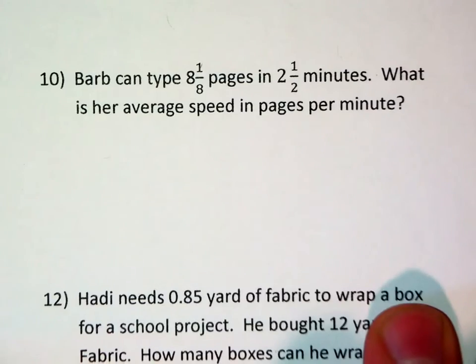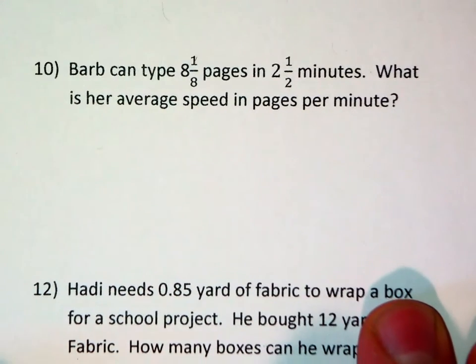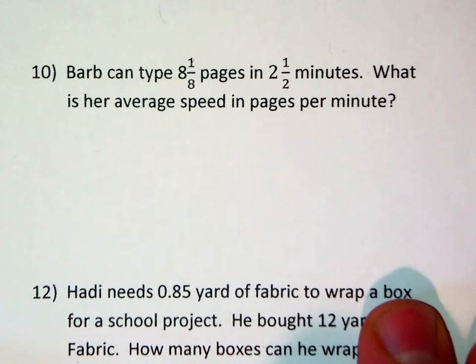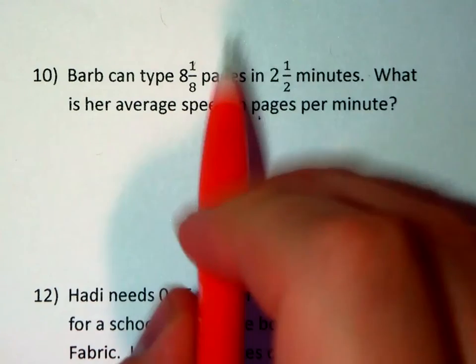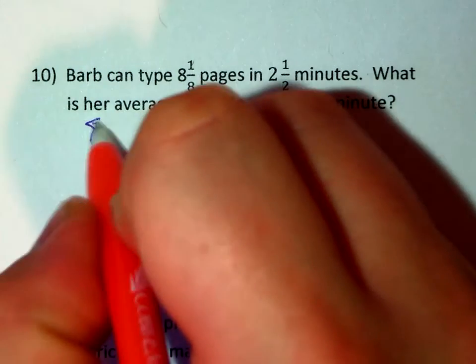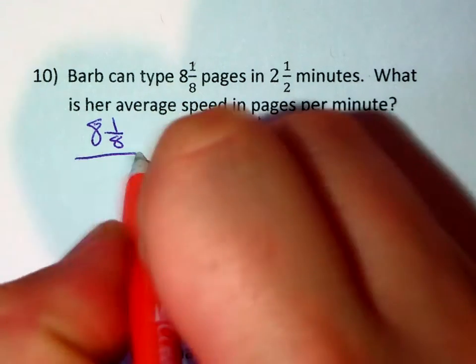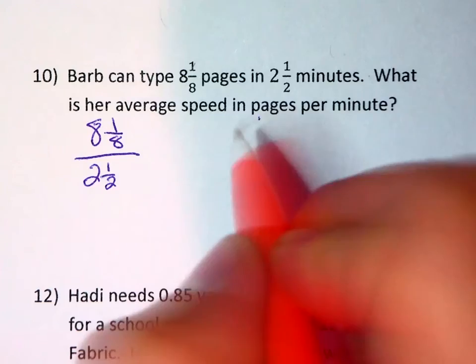Now I also want to look at problem number 10. Barb can type 8 1/8 pages in 2.5 minutes. What is her average speed in pages per minute? So pages is going to be on our numerator, 8 1/8, divided by 2 1/2 minutes.